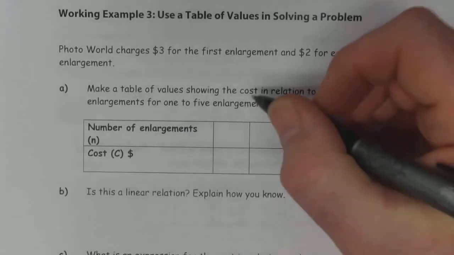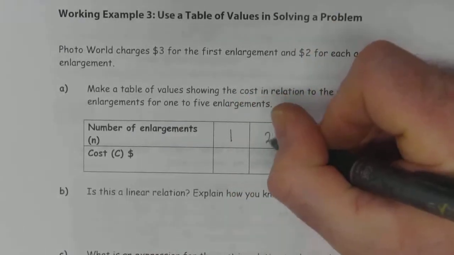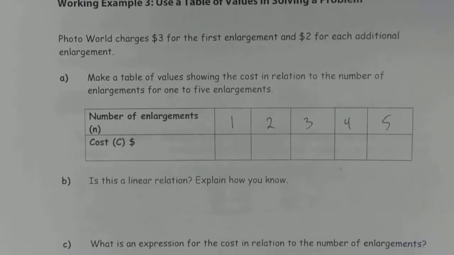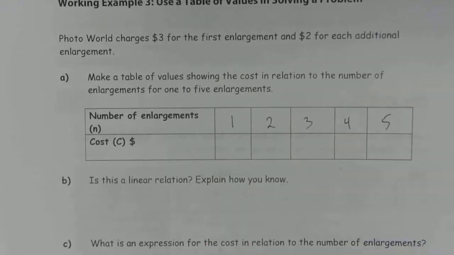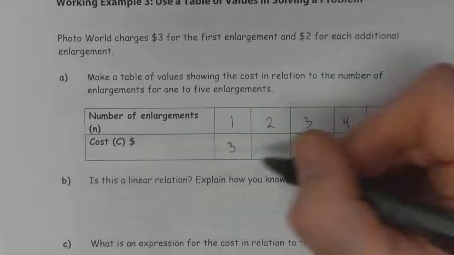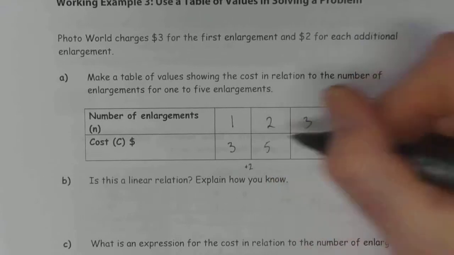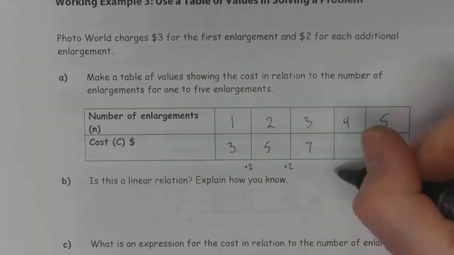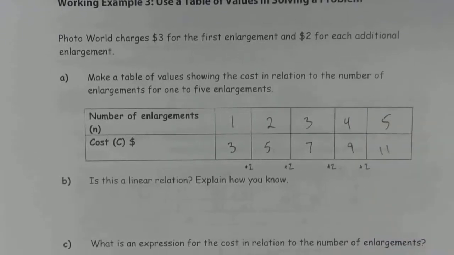So we're saying 1 to 5 enlargements, so under the number of enlargements we're going to go from 1 all the way up to 5. That's the first step. Now the cost for the first one is $3, so for 1 you're going to have $3. Then it's $2 for each additional, so I have to add 2, so that becomes 5. Again, add 2, that becomes 7. Add 2 becomes 9, add 2 becomes 11.